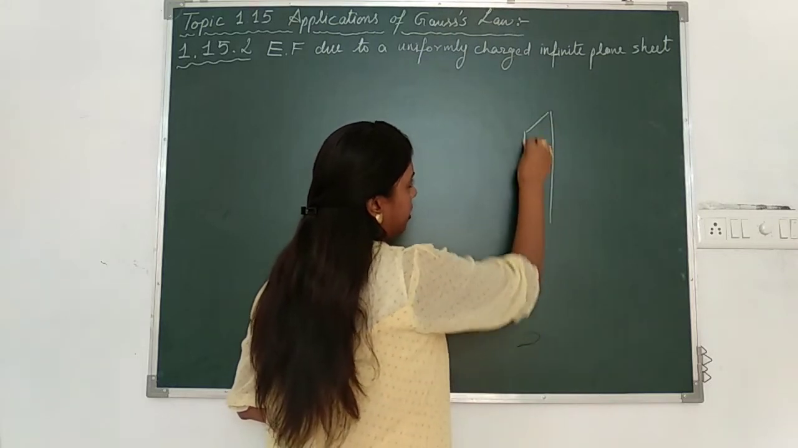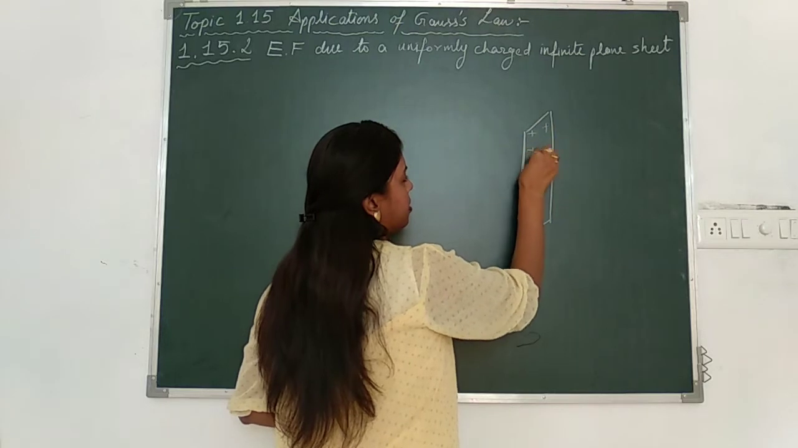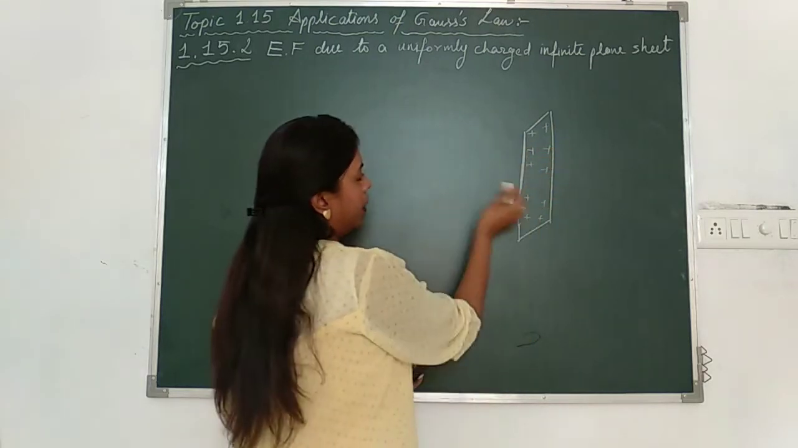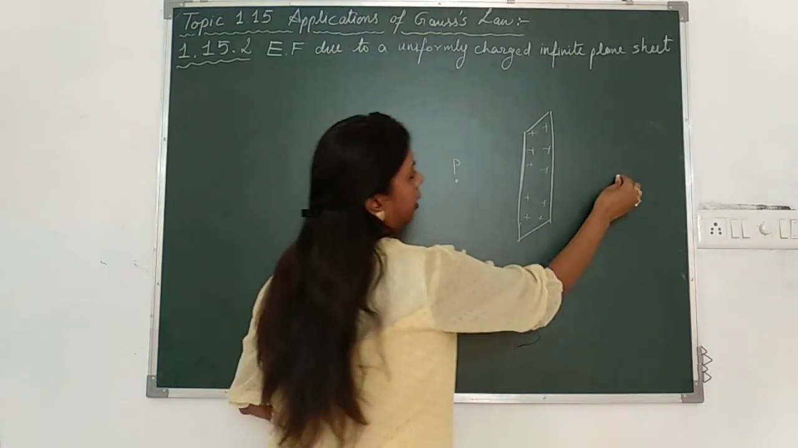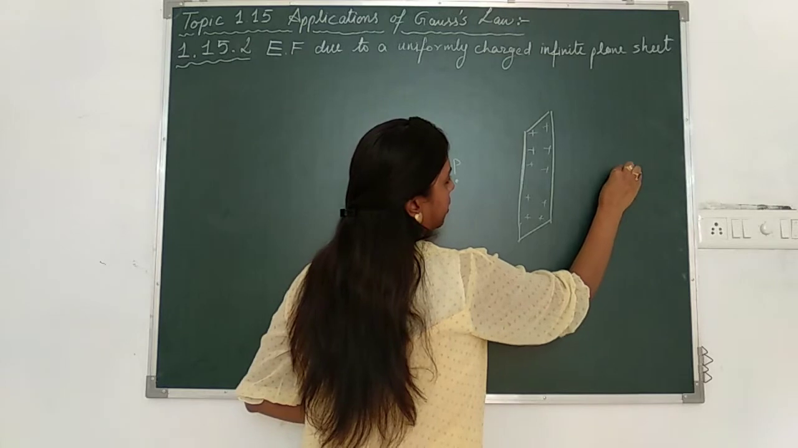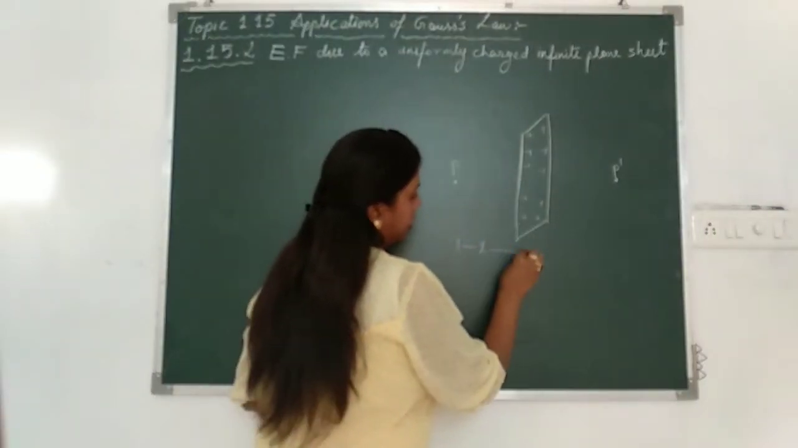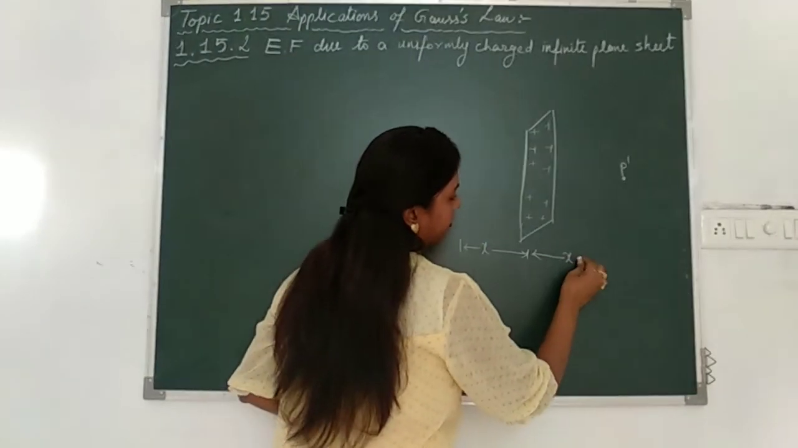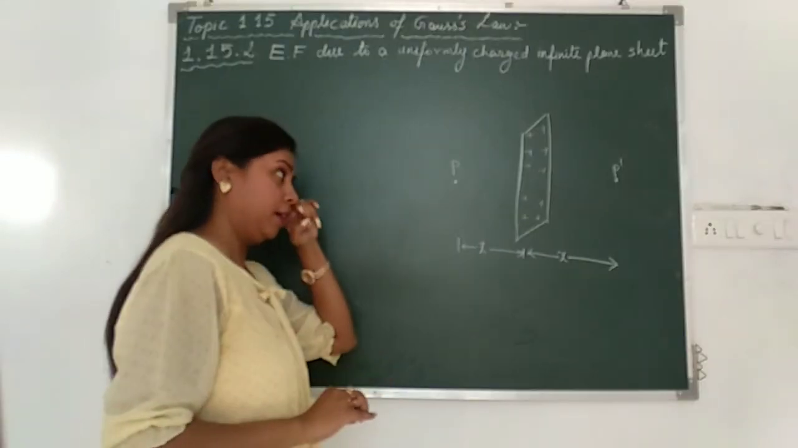Suppose this is the uniformly charged sheet. Suppose it is positively charged. And we need to calculate electric field at this point P and this point P dash. Distance of these points from the sheet is x. So both these points are equidistant from the sheet.